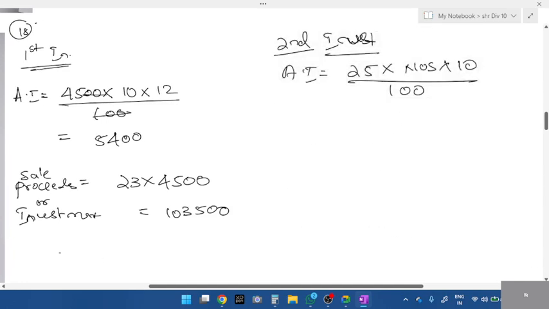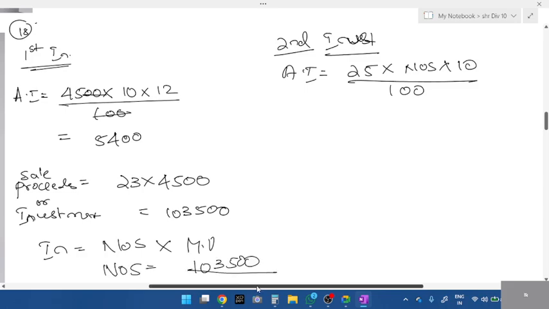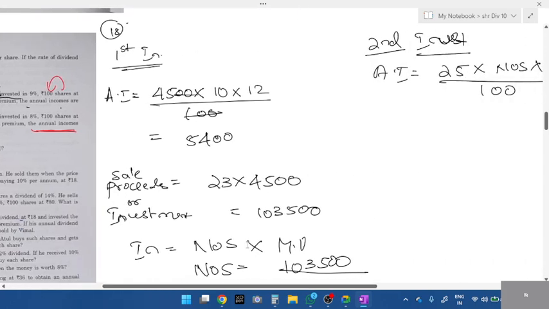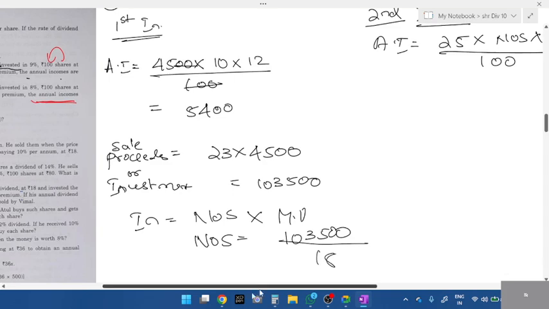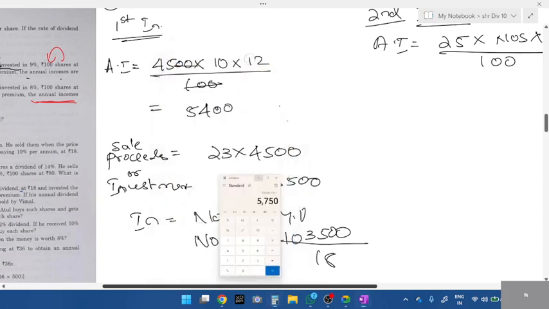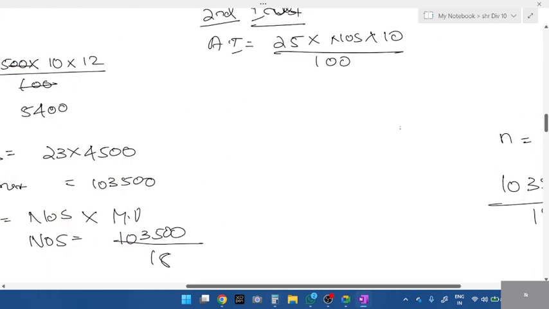So for number of shares, we use the investment formula. Investment is equal to number of shares into market value. So number of shares is equal to investment, 103500, divided by market value. What is market value? 18. So if I divide this by 18, I'm getting 5,750. Number of shares is 5,750, students.